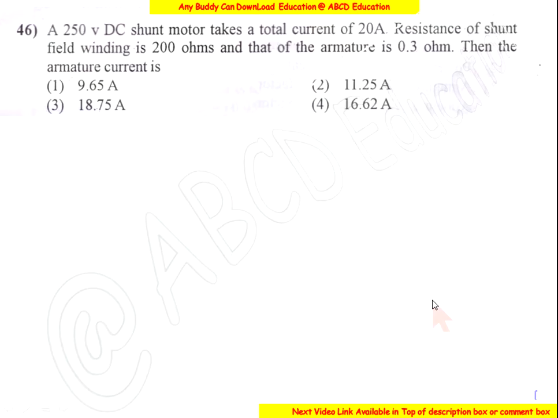Now come to question number 46. A 250 volt DC shunt motor takes a total current of 20 ampere. The resistance of the shunt field winding is 200 ohm and that of the armature is 0.3 ohm. Then the armature current is.